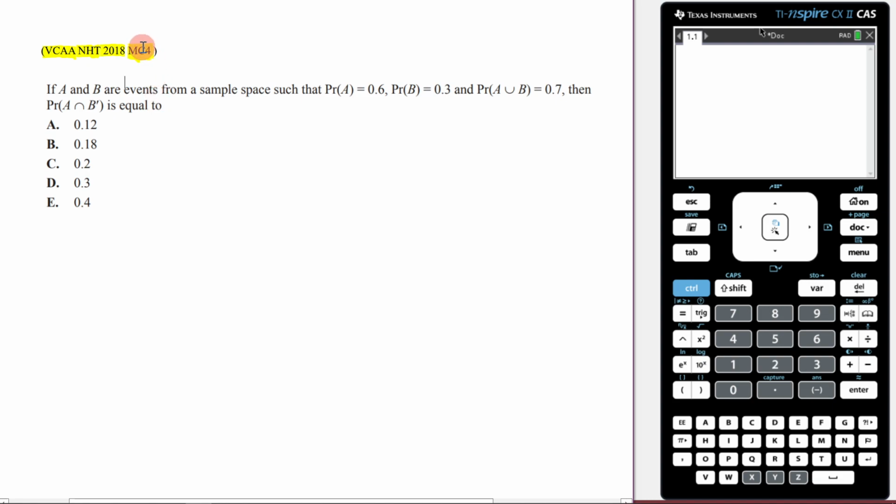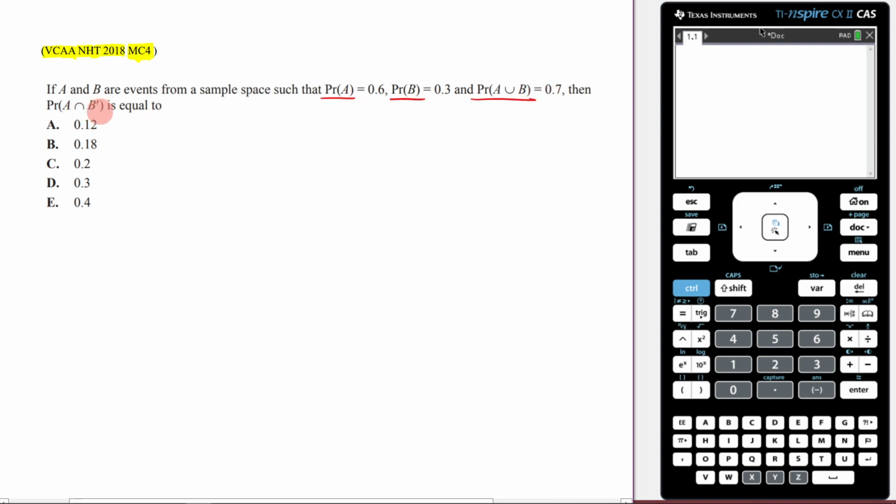Normally, it starts off pretty easy, and then towards the end of the multiple choice section, it gets very, very tricky. So this one should be on the easier side. Okay, so it says, if A and B are events from a sample space such that the probability of A is this, the probability of B is that, and the union is that, then find the probability of A intersection of B complement.